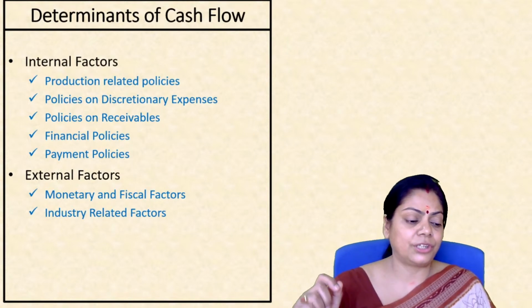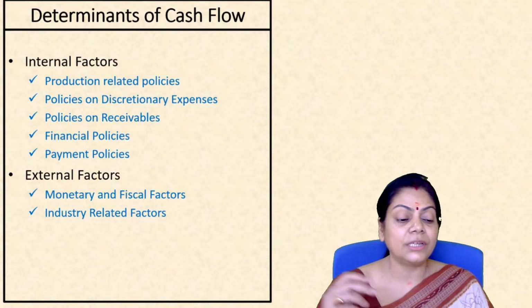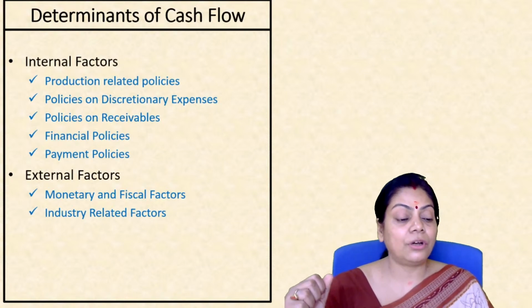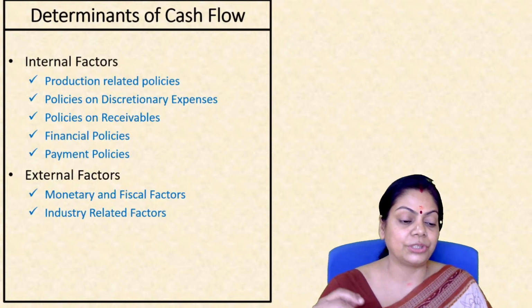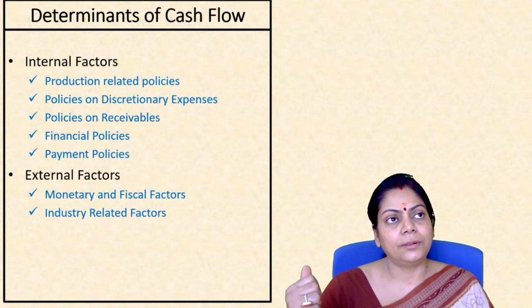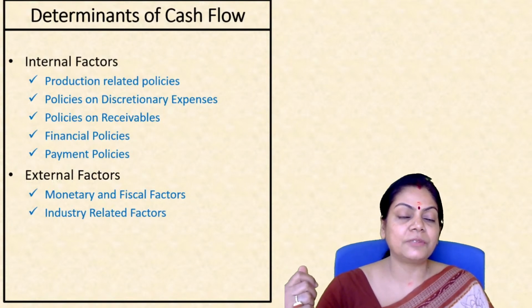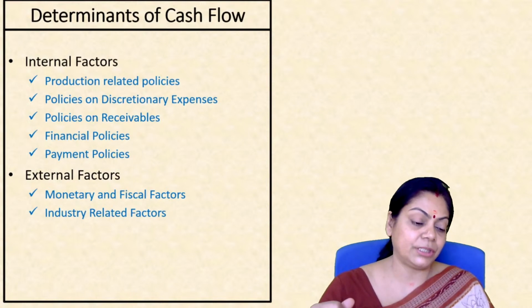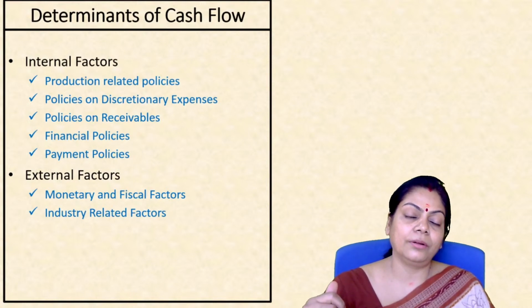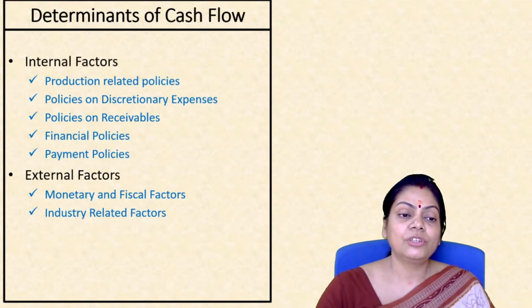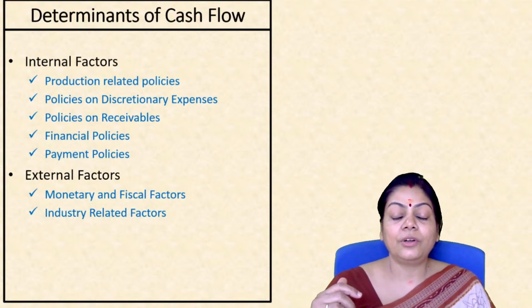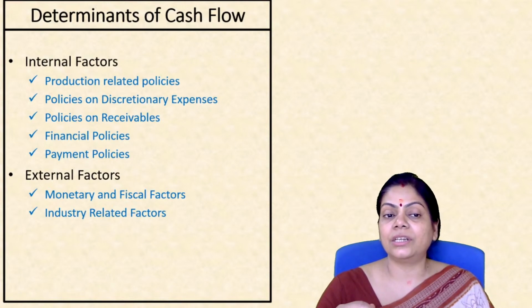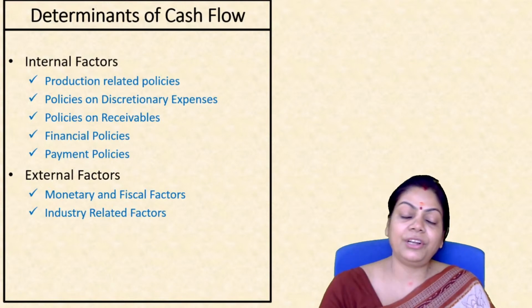Second, the policies on discretionary expenses. Now, what are discretionary expenses? These are not directly concerned with the manufacturing expenses. These are as per your wish, as per your choice. So, let me cite examples of discretionary expenses. For example, you talk about R&D expense. You talk about, let us say, replacing a vehicle before the economic life is over. So this kind of policies are discretionary policies. Now, you engage in discretionary expenses, so that is going to affect your cash flow.